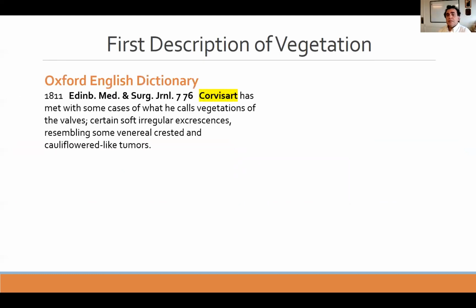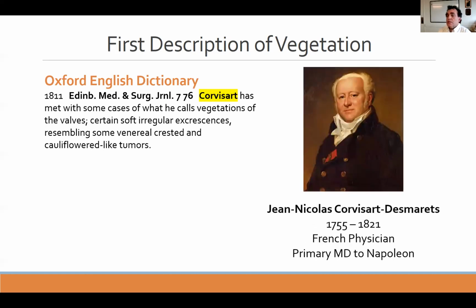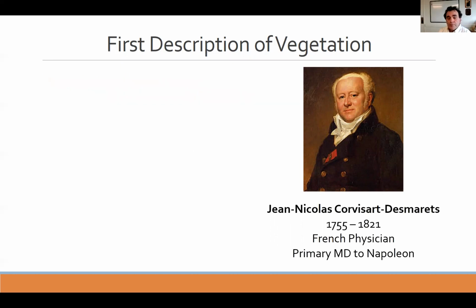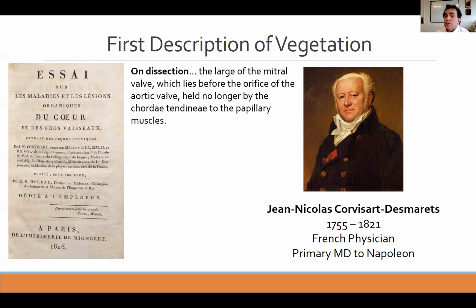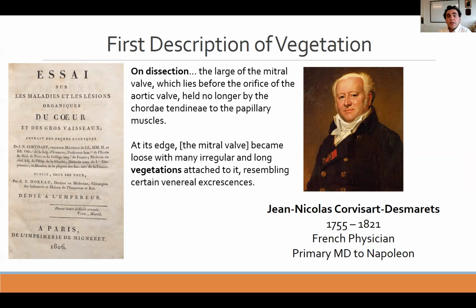The first description of endocarditis or a vegetation comes from 1810 by a French physician, Jean-Nicolas Corvisart Desmarets, the primary physician of Napoleon. And this is his essay on the maladies and organic lesions of the heart and the big vessels. And he says, on dissection, the large leaflet of the mitral valve, which lies before the orifice of the aortic valve, was held no longer by the chordae tendineae to the papillary muscles. At its edge, the mitral valve became loose, with many irregular and long vegetations attached to it, resembling certain venereal excrescences. That's the first description of a vegetation.